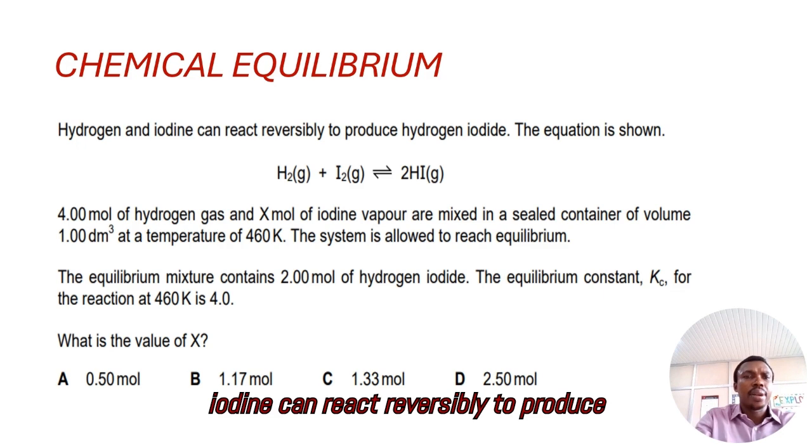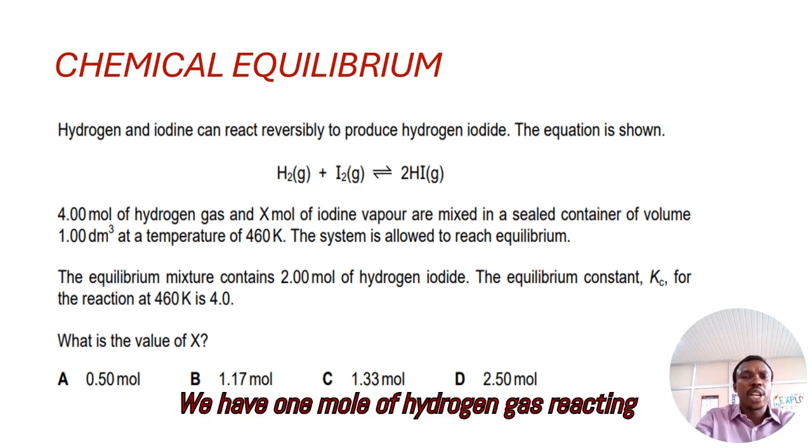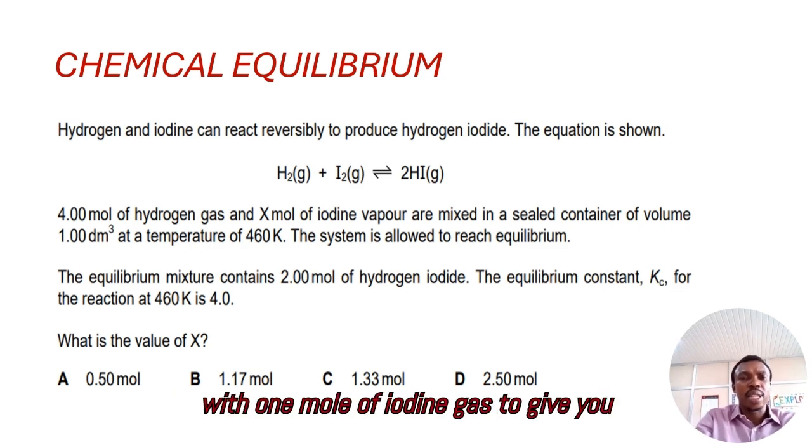So before us, it's a typical A-level question on chemical equilibrium. Hydrogen and iodine can react reversibly to produce hydrogen iodide. The equation is shown. You have 1 mole of hydrogen gas reacting with 1 mole of iodine gas to give you 2 moles of hydrogen iodide gas.